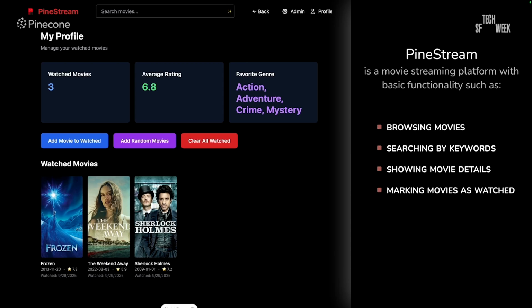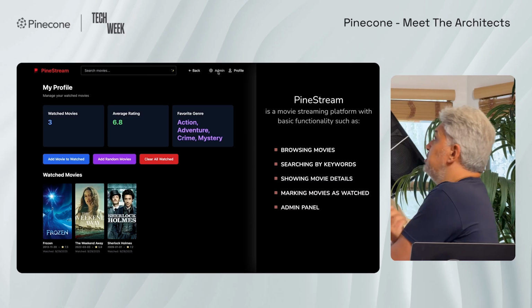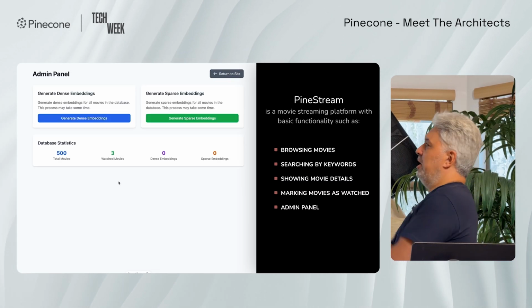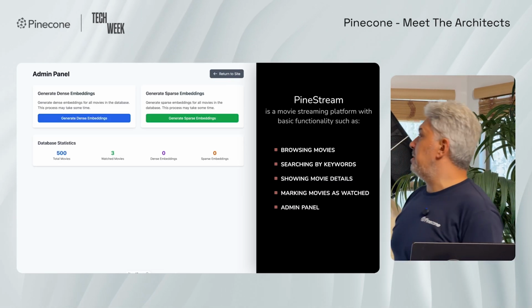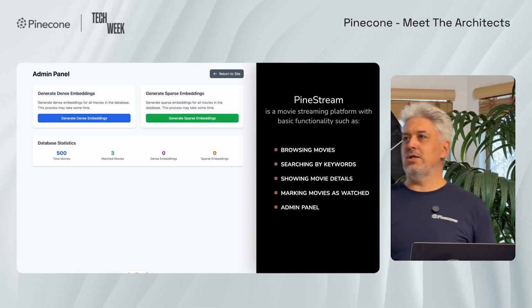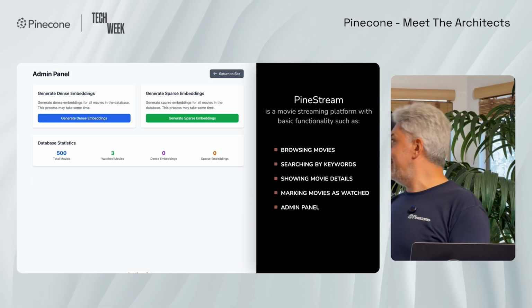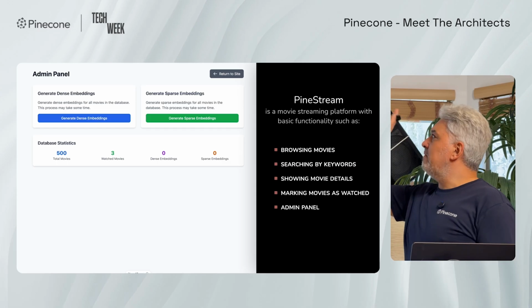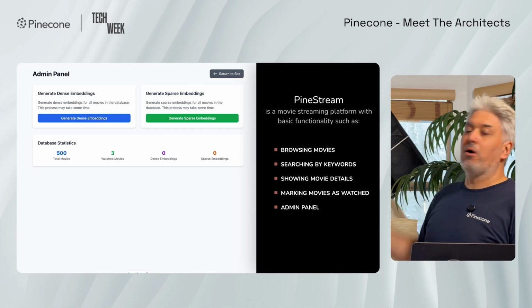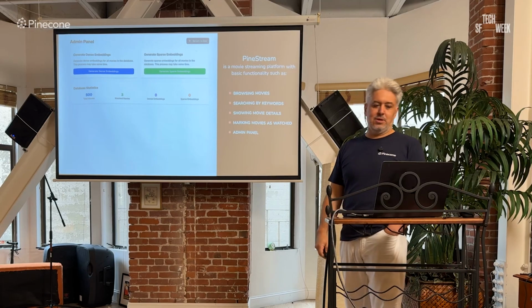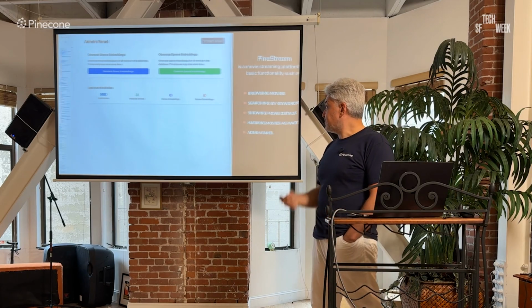Now, obviously, the system is super complicated when we have one user. So everything you see here is for that user, but it's just for demonstration purposes. All right. It also has an administration panel like this, which tells you we have 500 movies in our database, 3 watched, which is what we marked recently. And we have these dense and sparse embeddings, which we will talk about in a second.